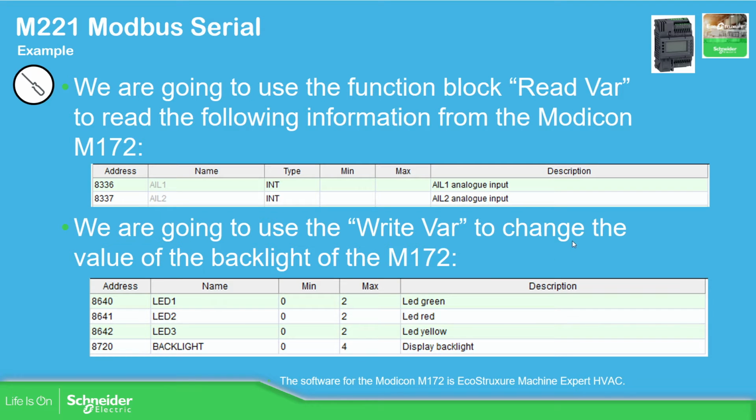Now, what I want to do is to read the analog input from this PLC M172. And why? Because I have on my demo test only the analog input connected to an NTC probe. And the other thing that I'm going to do is to change the backlight of this display inside the M172, so we can see how we can write information to it.